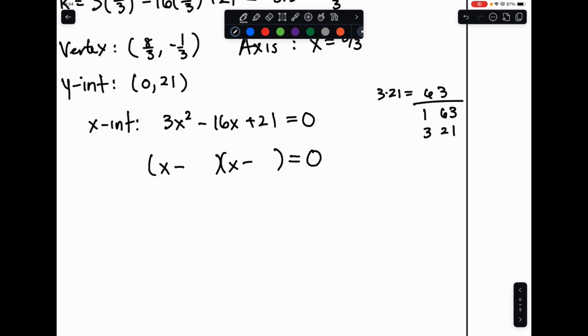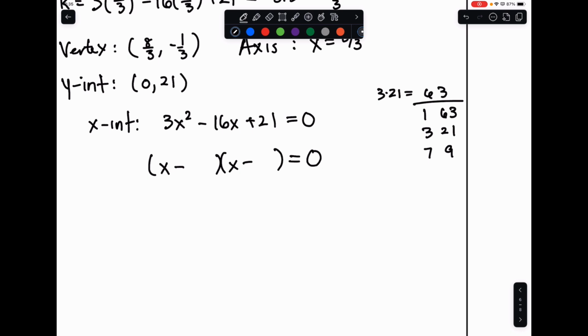4 doesn't work. 5 neither. 6 doesn't work because 2 doesn't work. In order for 6 to be a factor, 63 would have to be divisible by both 2 and 3. So 63 divided by 6 doesn't work. 63 can be divided by 7. So 7 times 9 is equal to 63. 8 obviously doesn't work, and 9's already on the list. So this is the entire list that we have for the factors of 63.